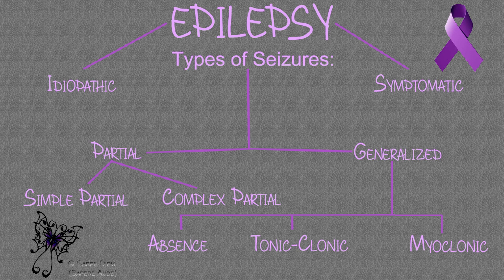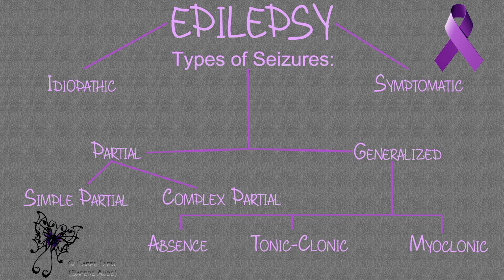Today I will be discussing with you the categories of seizures. There are quite a few, so I'll jump right in. You get idiopathic epilepsy, symptomatic epilepsy, and the following types of seizures. Partial seizures, which are broken down into simple partial or complex partial seizures. Then you get generalized seizures, which are absent seizures, tonic-clonic seizures, or myoclonic seizures.